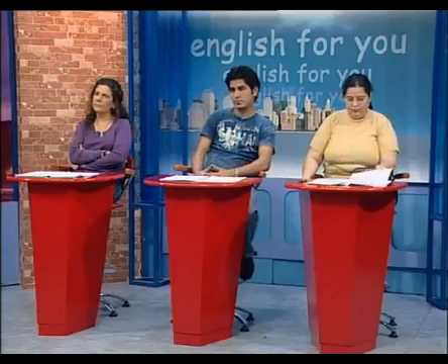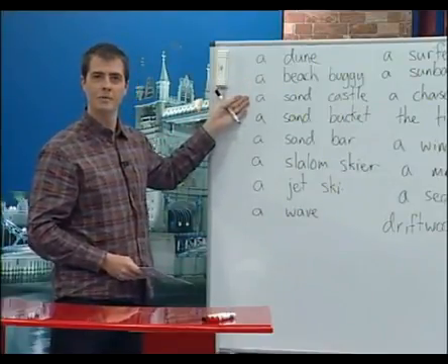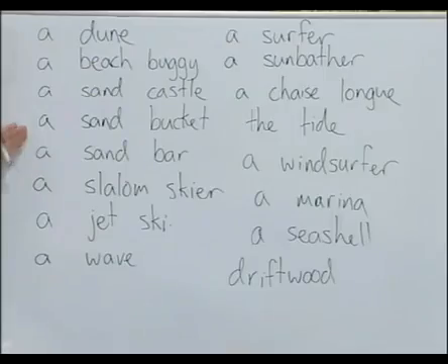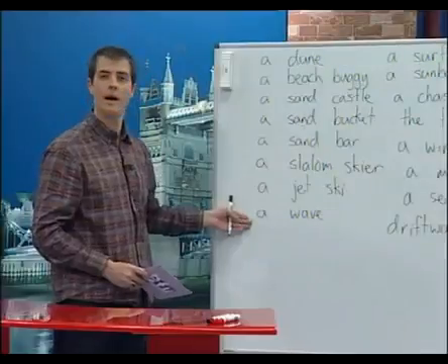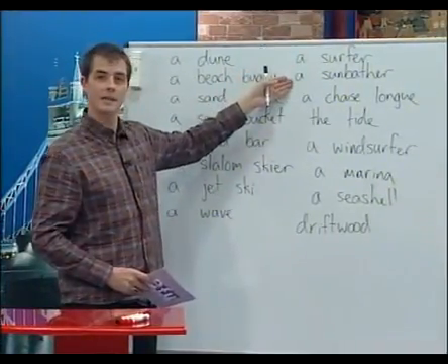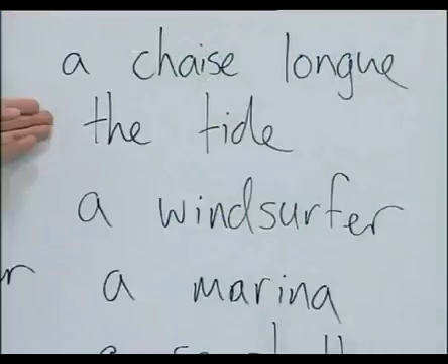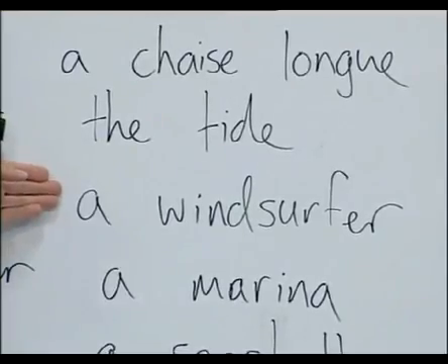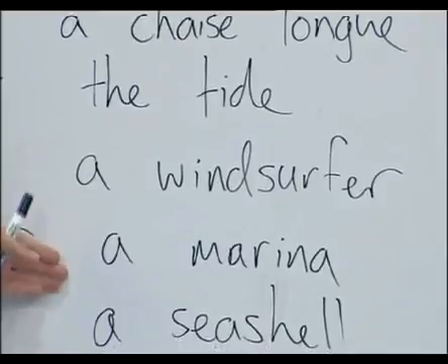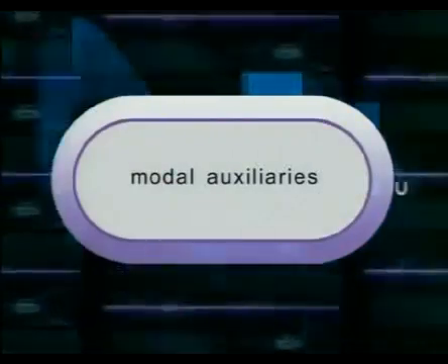Okay, let's go over these again. A dune. A beach buggy. A sand castle. A sand bucket. A sand bar. A slalom skier and a jet ski. A wave. Okay, over here. A surfer, a sunbather, a chaise longue. The tide, a windsurfer, a marina, a seashell, and finally driftwood.